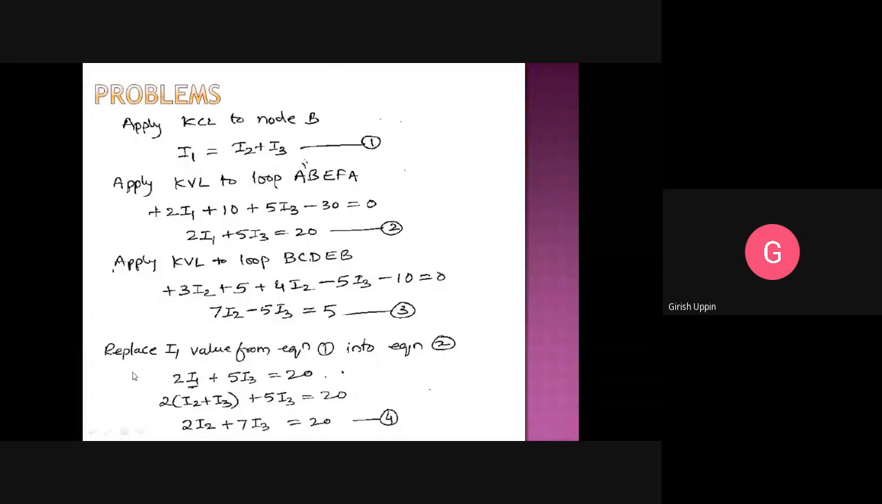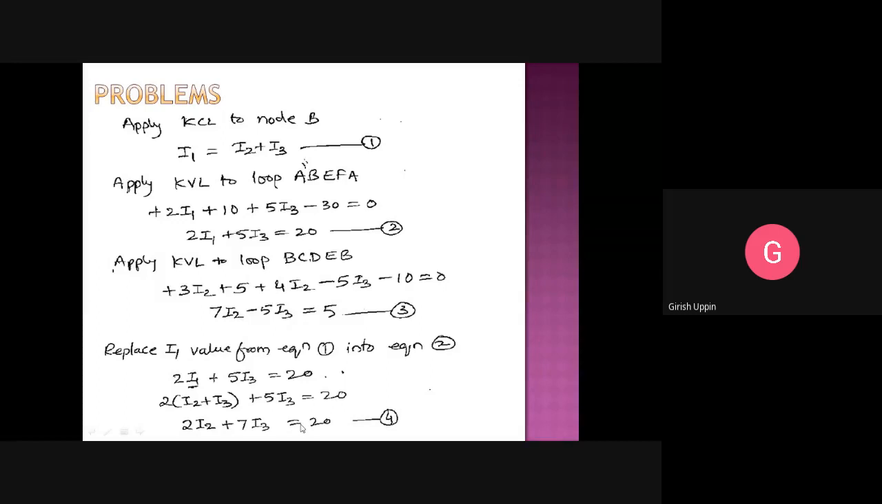So how it is done here is replace the I1 value from equation 1 into 2. So we will replace the I1 value into equation 2. So if I1 is I2 plus I3, if I replace the I1 value, this will become in terms of I2, I3, and this equation is also in terms of I2 and I3. So I will be left with only two equations and two unknowns we can easily find out. So if you do that, the new equation I get is 2I2 plus 7I3 is equal to 20. Now equation 3 and equation 4, I have two equations and two unknowns in terms of I2 and I3.